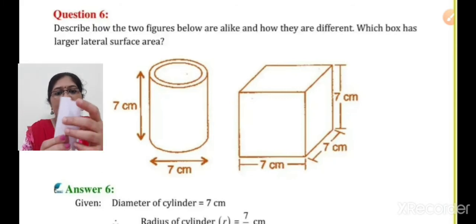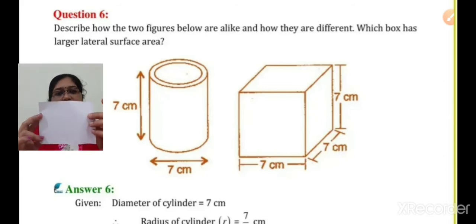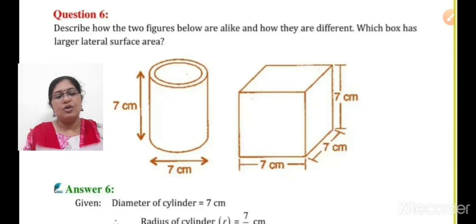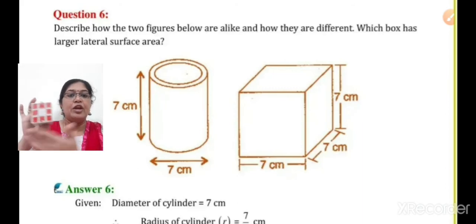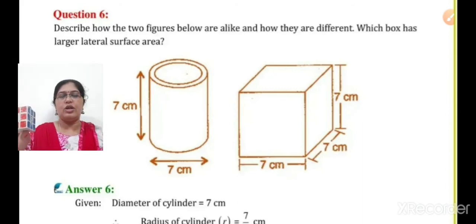This part. When you unfold it, it will be like a rectangle. So this is the lateral surface area of a cylinder. In the same way, if you take a cube, this part will be taken. The top part and bottom part will be avoided. Only this part is the lateral surface area. If you look at a room, the ceiling and the floor will be avoided. The other walls are the lateral surface area.